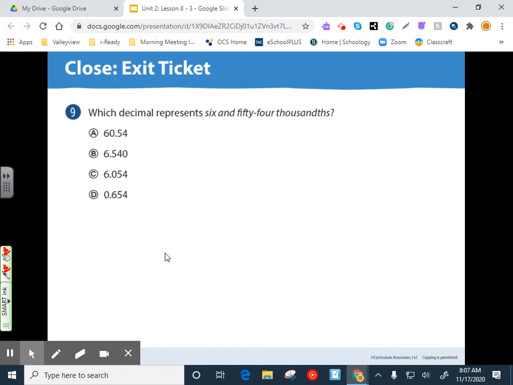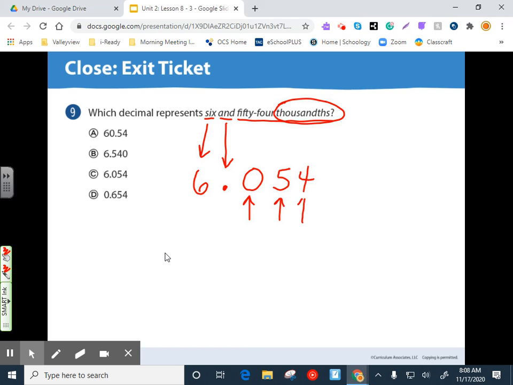And last one, which decimal represents 6 and 54 thousandths? Notice how I underline that in different parts. So I know 6 is my whole number and is my decimal, and 54 thousandths. That means my last digit will be in the thousandths place. That means I've got to drop a zero here because this is tenths, hundredths, thousandths. And if you look over here, that should be answer C.